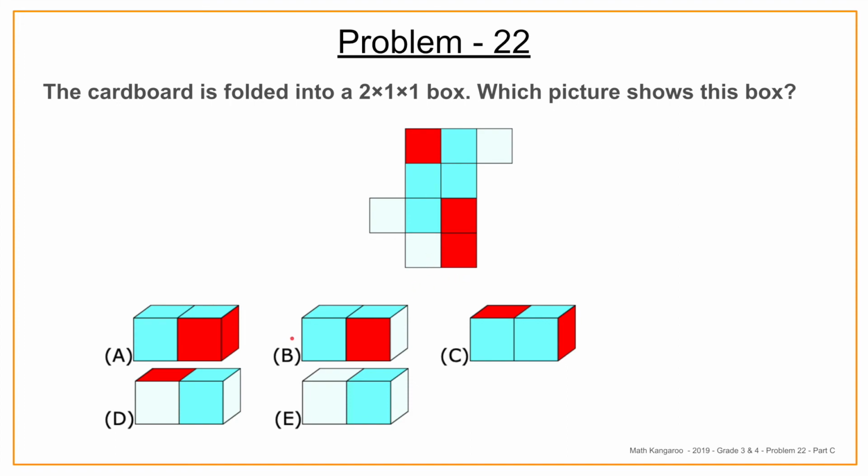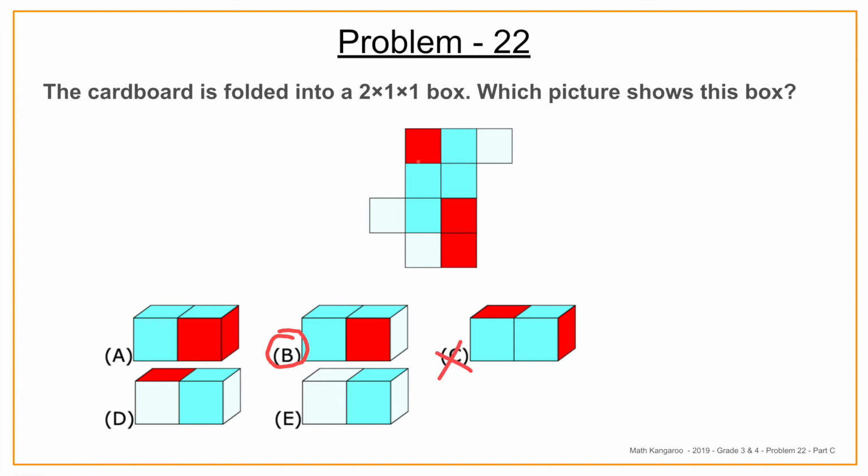So this seems like option B could be our answer. Let's move and check option C. So we have red and cyan color. If this is the one, then the side should be white. That should not be an option.